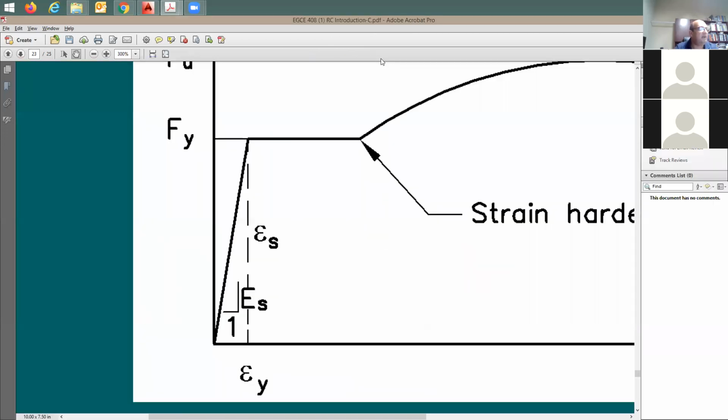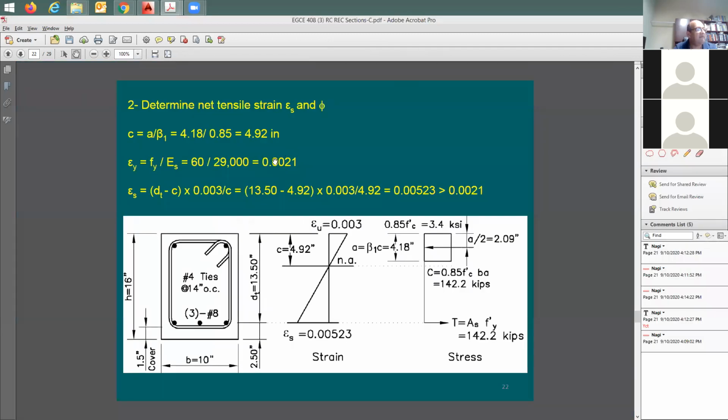It should be the 60 divided by, because this Es is going to be equal to the Y component divided by the X component. So Es equals Fy divided by epsilon Y. So in a case like this, looking for the strain is going to be equal to F sub Y divided by Es, the 60 divided by the 29,000. With that, I have the 0.0021. Now, the strain I just determined here from this analysis, as we said before, is 0.005, larger than epsilon sub y. Therefore, my assumption that the stress in the steel is going to be equal to 60 is correct.